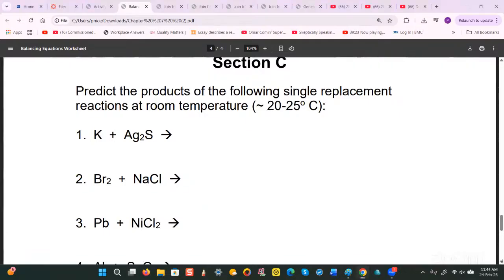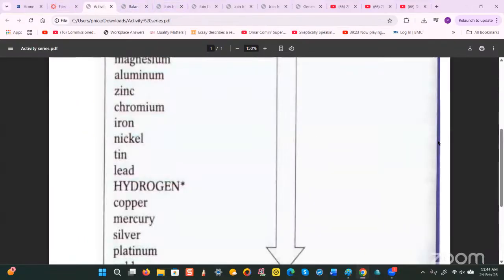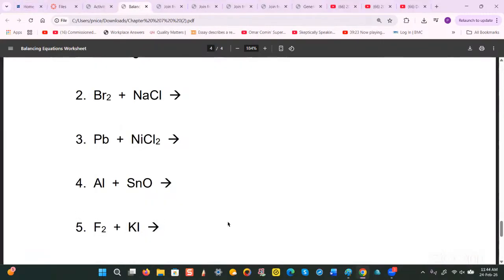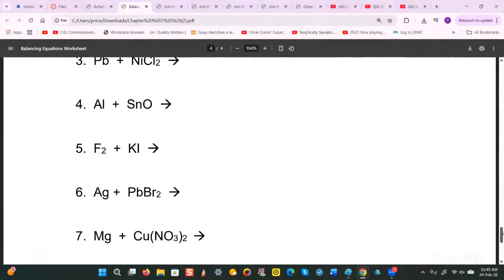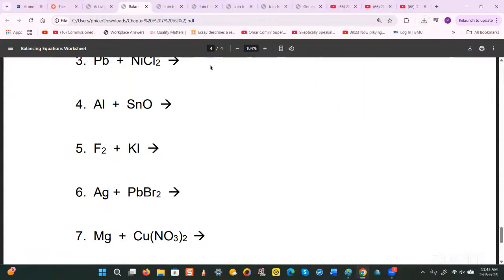Scroll down. Okay, aluminum and tin. So let me go here. Where's aluminum? Okay, aluminum is here and tin is below aluminum. So that means that aluminum is more active than tin. So will this reaction take place? Yes. So what would be the product of that reaction? Aluminum oxide and tin. And what would be the formula for aluminum oxide? Al2O3. Al2O3 and tin. And that's it.